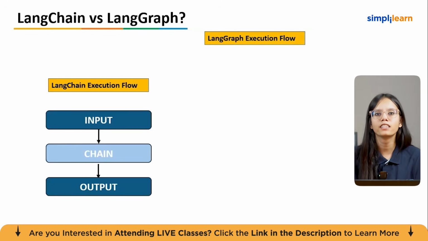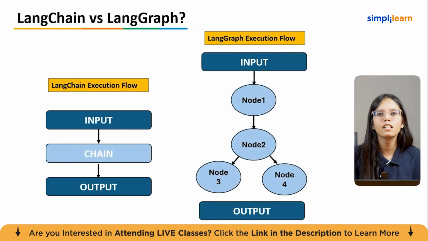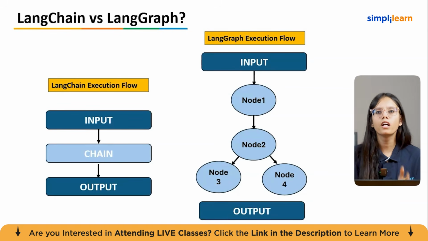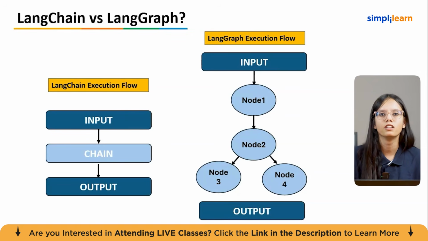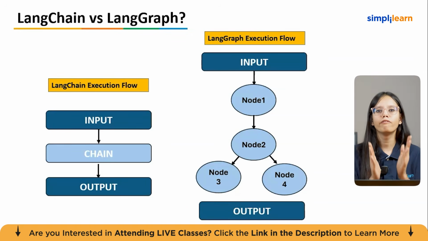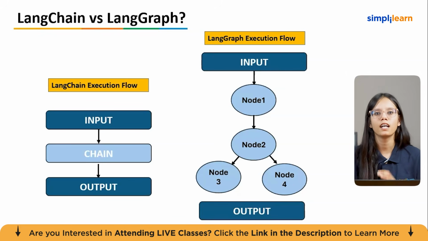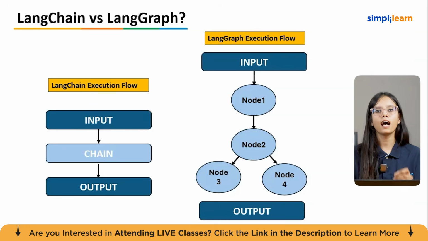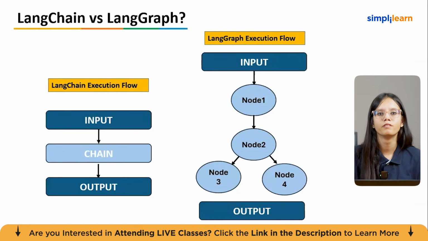Then we have LangGraph execution flow. Similar to LangChain, the process begins with an input. In the next step, the input flows to the network of nodes. Each node represents a task or operation, and the data can branch into multiple paths. Node 1, the first task. Node 2, the second task, which connects to node 3, as you can see in the diagram. Further, that task processes data in parallel. Then the nodes eventually produce an output after completing their task, showing that the flow in LangGraph is more branching and flexible.